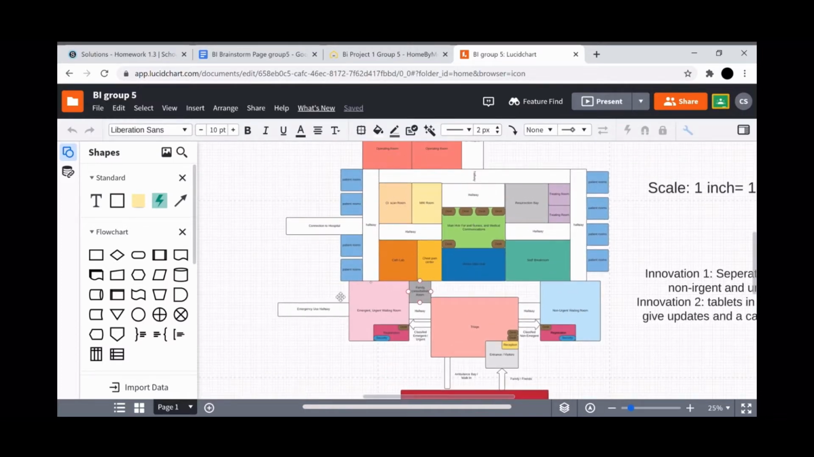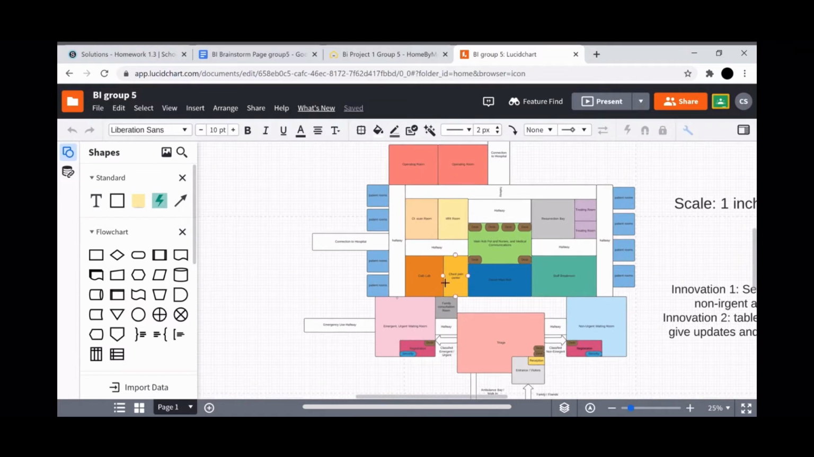The emergent urgent will be faster. The non-urgent can get through theirs faster as well. Now, we'll be waiting for urgent people. We have a cath lab, chest pain center, CT scan room, MRI, resuscitation bay, 2 treating rooms, staff break room, 2 operating rooms, 4 patient rooms on the emergent urgent side, and 4 patient rooms on the non-urgent waiting side.